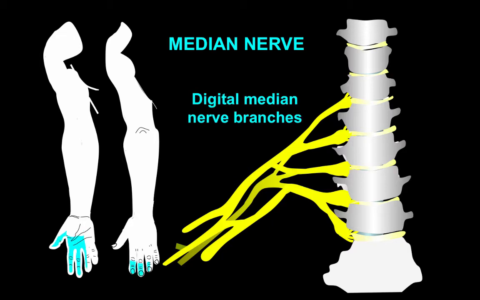while the digital median nerve branches innervate a wide area of the hand. This includes both palmar and dorsal areas. In the palmar area, the distal thenar region, the thumb, the entire second and third fingers, and the radial half of the fourth finger. In the dorsal area, only the distal-most region of the same three fingers.